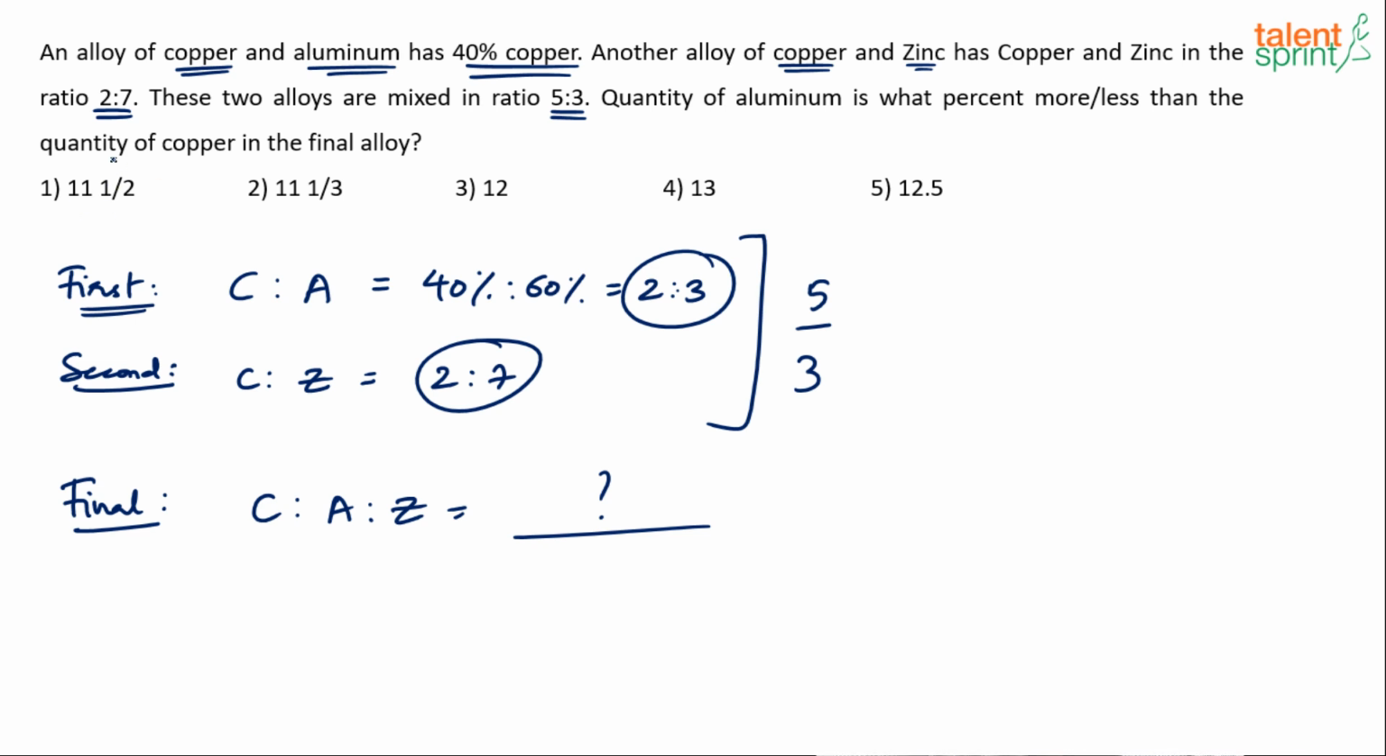So quantity of aluminium is what percentage more or less than the quantity of copper in the final alloy? Is it 11 1/2 percent or 11 1/3 percent or 12 percent, 13 percent, 12.5 percent? How do you want to deal with it? Simple. To make it simple, since the final answer is only about percentage, I can assume that there is 500 kgs of first alloy and 300 kgs of second alloy.